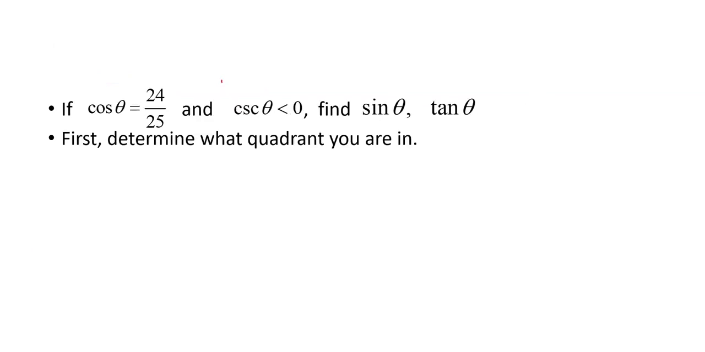All right, a couple more of these, and then we'll look at reference angles. This gives me the cosine, and it tells me the cosecant is negative. Well, cosecant is the reciprocal of sine. So cosecant being negative means that the sine is also negative. Sine are the y values. So the y values are negative in quadrant 3 and quadrant 4. Here it says the cosine is positive. Cosine is positive in quadrants 1 and 4. So where must this be? Again, this must be in quadrant 4.